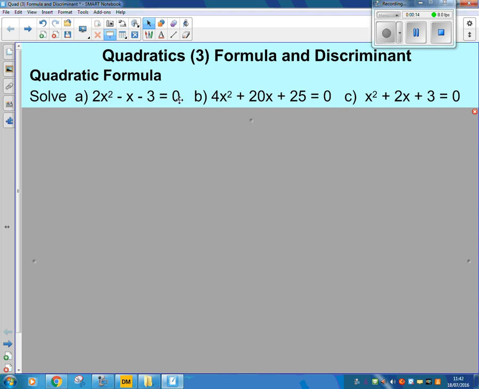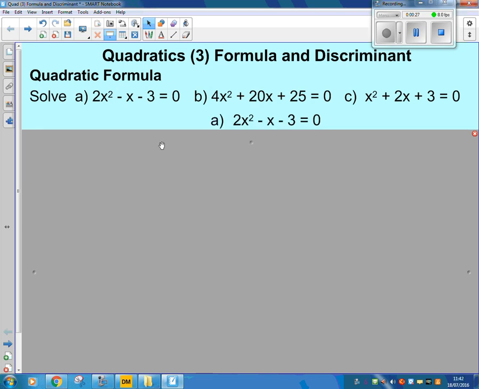Now normally if you have quadratic equations to solve, the first thing you try to do is to say, well, do any of them factorize, because that's the quickest method. But in this case we're going to use the quadratic formula on all of them, whether they factorize or not. So let's have a look at the first one.